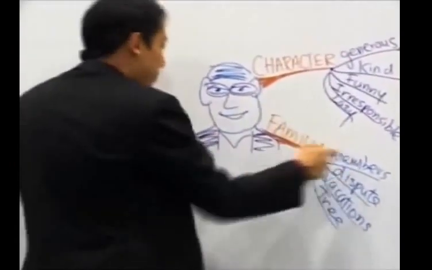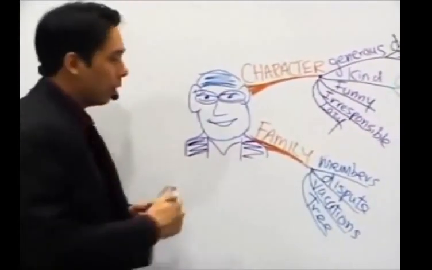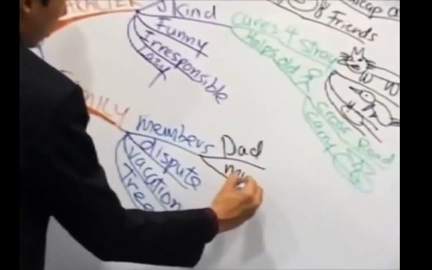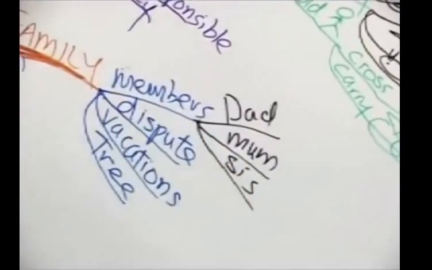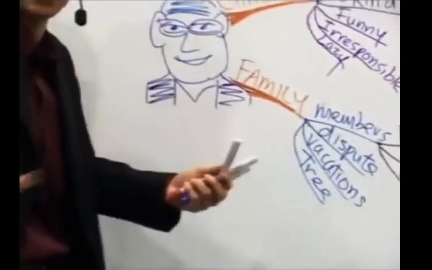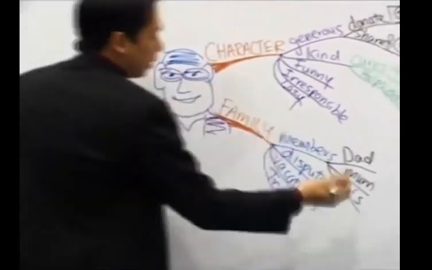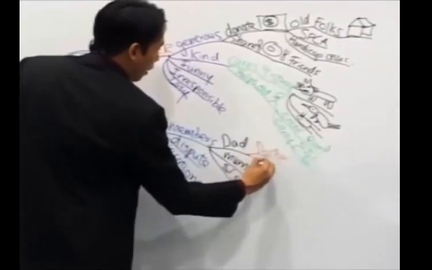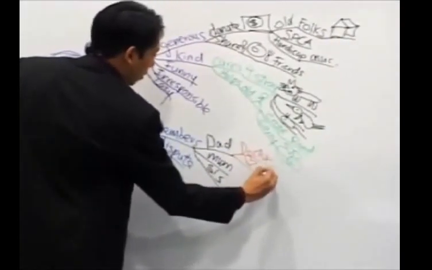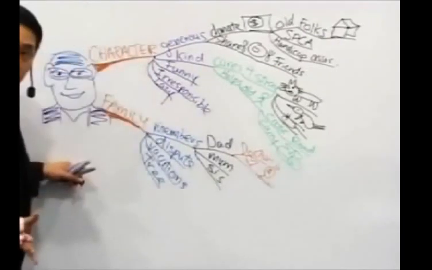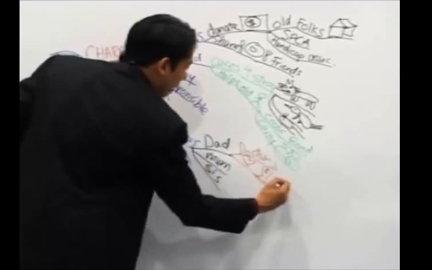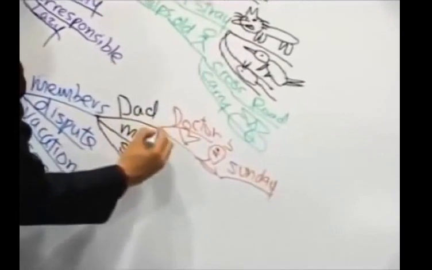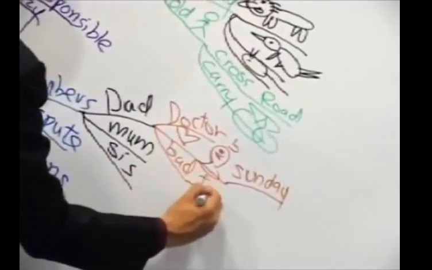So again, under family members, could you further branch it out? Yeah, you could further branch out members into dad, mom, sis, right? So again, under dad, could you branch into more details? Yeah, of course. For example, you could talk about the dad's occupation. Dad is, for example, a doctor. His dad loves fishing. Okay, notice I'm using symbols over here. Loves fishing on Sunday. Okay, the dad has a bad temper, alright, so bad temper.